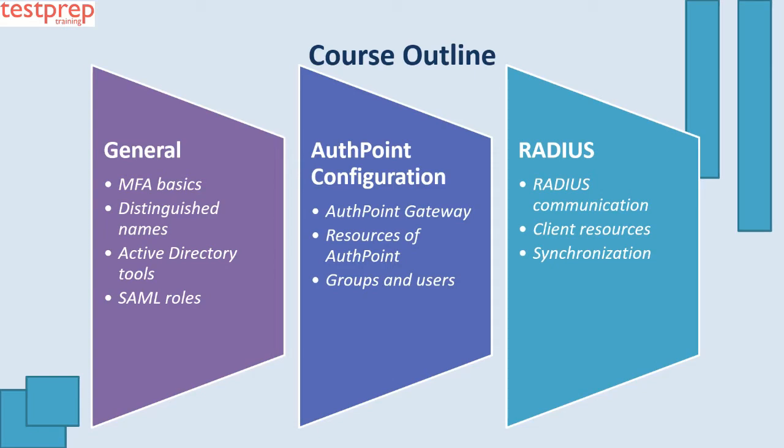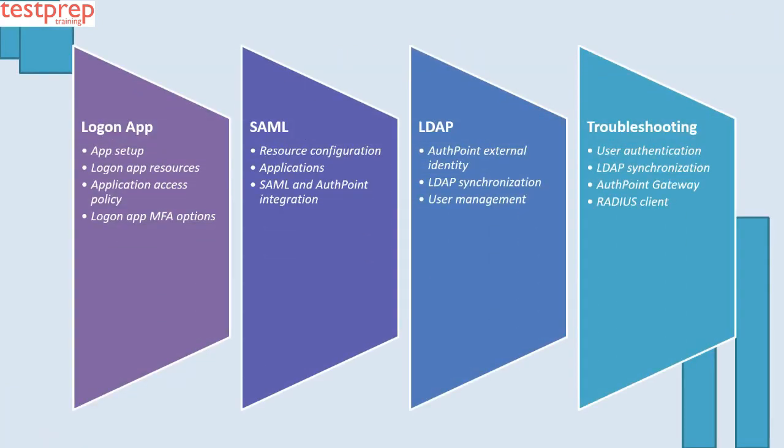3. Groups and users. Topic 3, RADIUS. This provides understanding of configuring RADIUS authentication. The sections are 1. RADIUS communication. 2. Client resources. 3. Synchronization. Topic 4, Logon app. It will help in learning and understanding how to configure the Logon app. The sections in this are 1. App setup. 2. Logon app resources. 3. Application access policy.